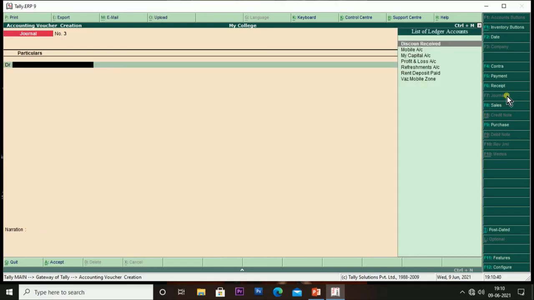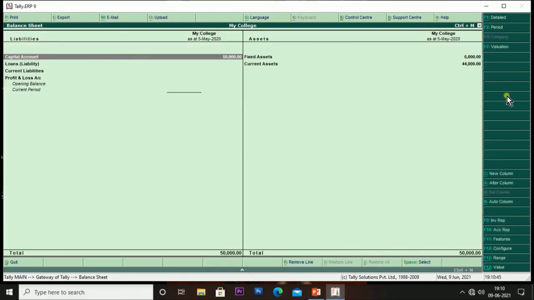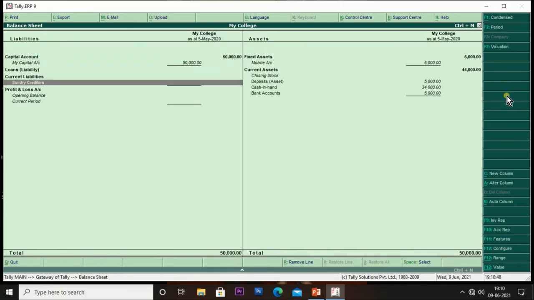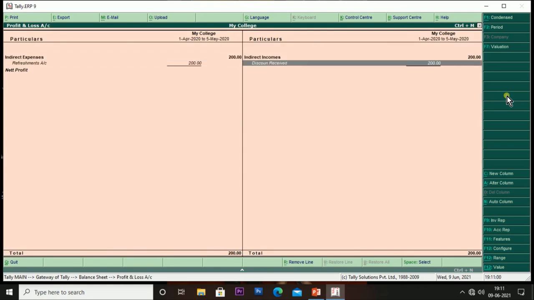Enter. Now we can see in the balance sheet that with sundry creditor, no amount is pending. But in the profit and loss account, in indirect income, there is 200 rupees. This type of entry we call an adjustment. We have adjusted the discount taken from the creditor to the discount received of our account. For that purpose we need a journal voucher.